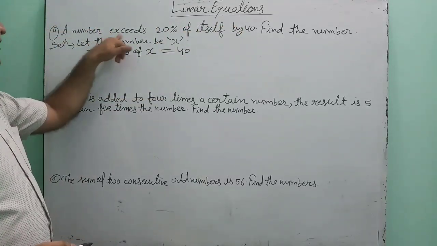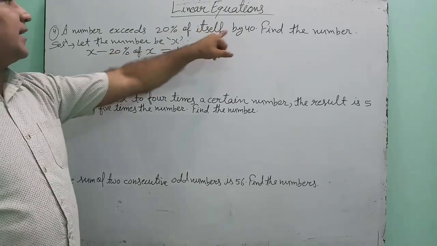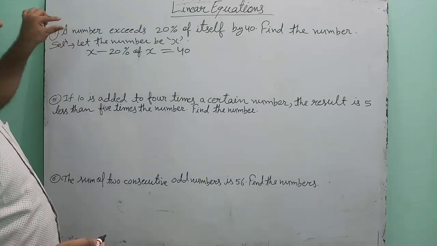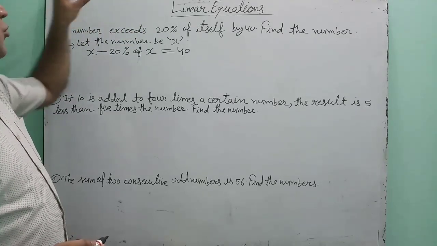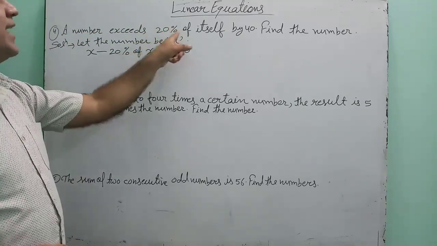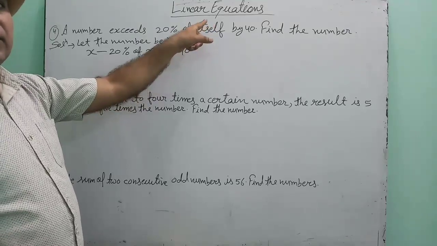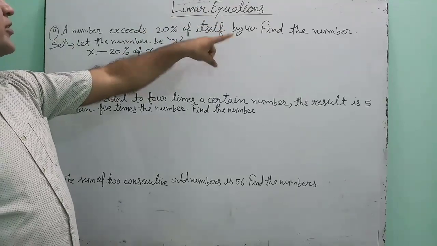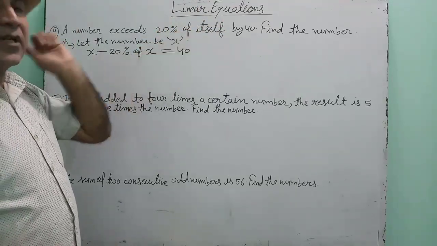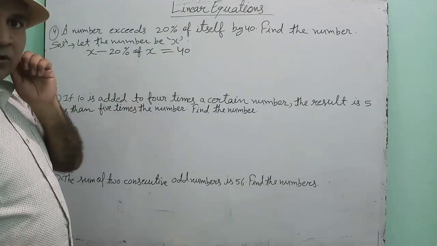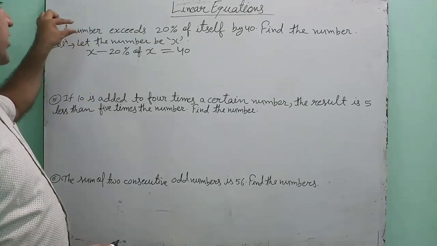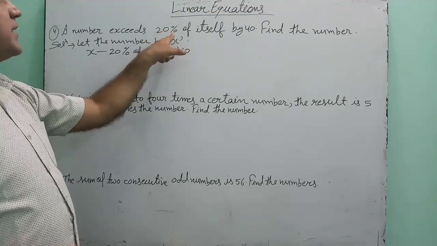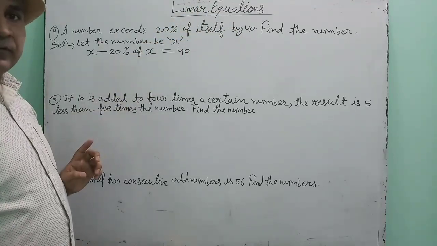This is the technique. At the place of exceed, put minus. At the place of by, put equal. What is the meaning of this statement? The number is 40 more than 20% of itself. The meaning of this statement is the number is 40 greater than 20% of itself. Understood?